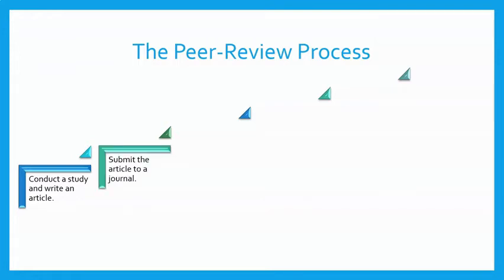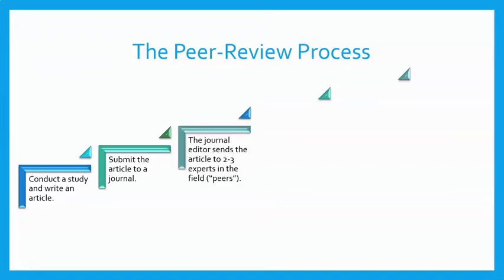Then they're going to submit that article to a journal. The journal editor will send that article to 2 or 3 experts in the field. These are the peers. That's where the peer and peer review comes from. And those peers will review the article. They're going to ask questions. They're going to suggest revisions, ask for clarification.